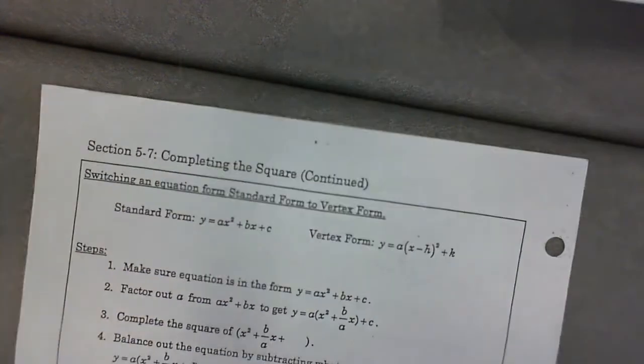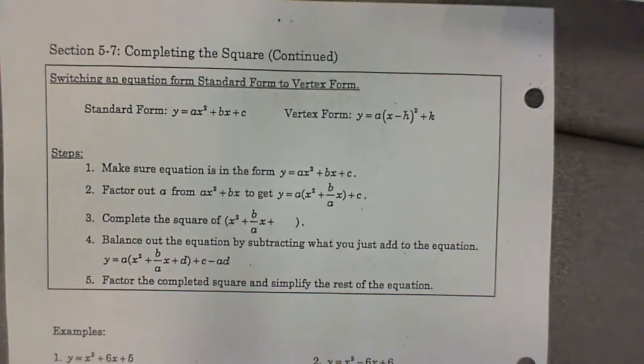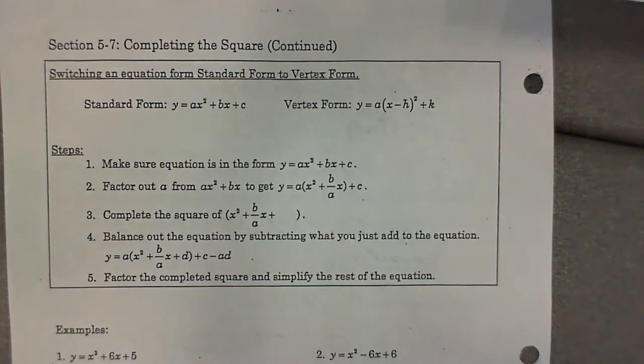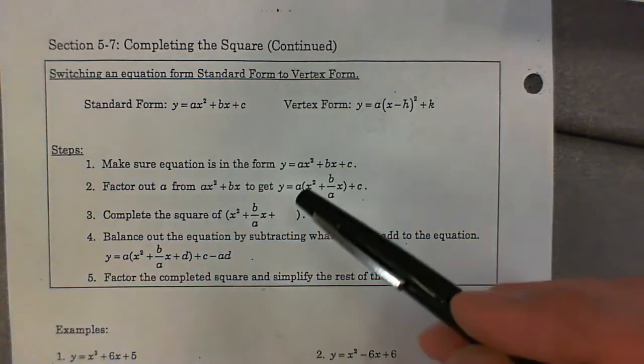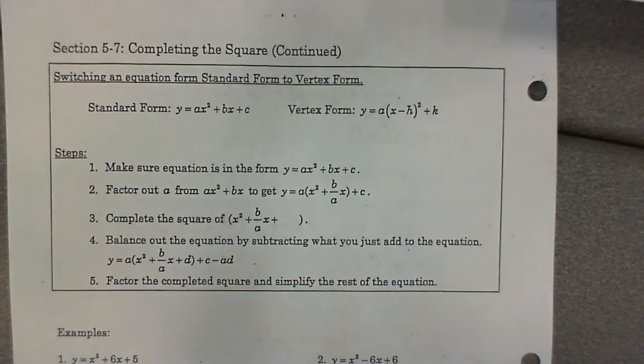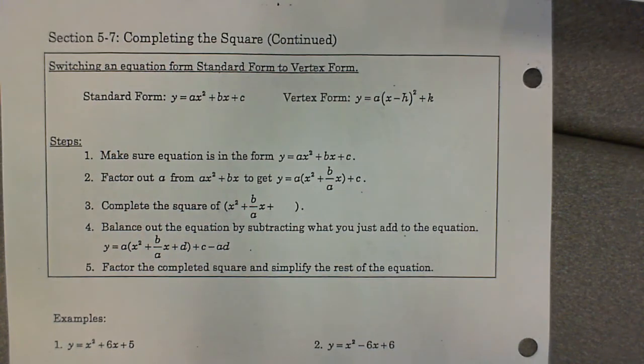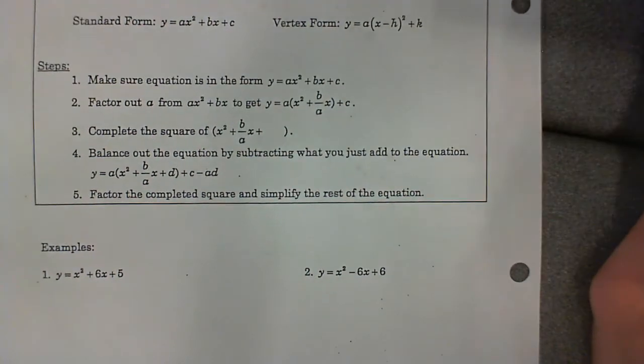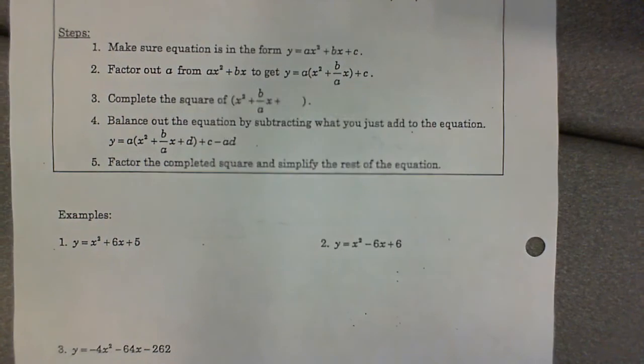Well, now what we're going to do is use this alternative method that we just learned yesterday, called completing the square, to do the same thing. And I'm going to be taking you through these steps. These look a little complicated, but when you do an actual problem, they're actually not so bad. So let's look at a problem.